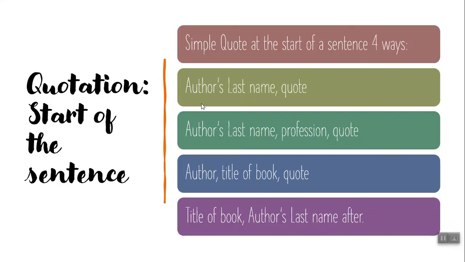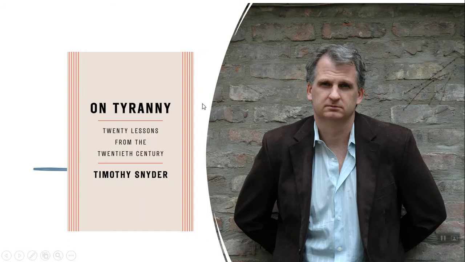So I'll give you some examples here. All the examples are from a great book by Timothy Snyder, who's a Yale history professor. He wrote this book on tyranny as sort of a warning about living in the world of Trump. And he wrote about how we can, as citizens, be more on guard for tyrannical governments.